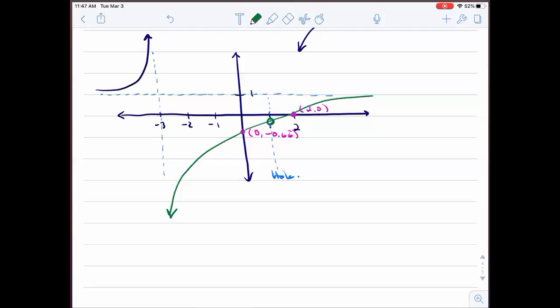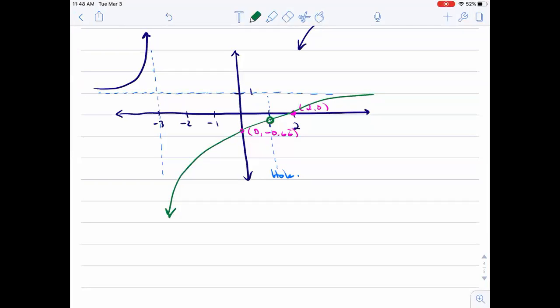But that's also the reason why a lot of these definitions are saying, hey, we're assuming that we don't have any common factors, right? Because when we have common factors, that's when we have the holes. Otherwise, things just keep going as per usual.